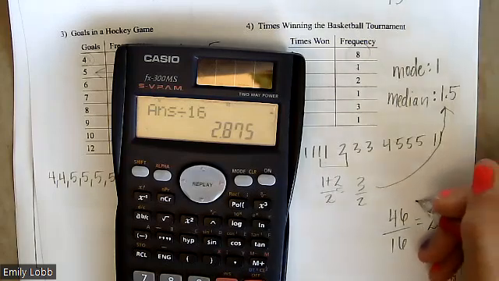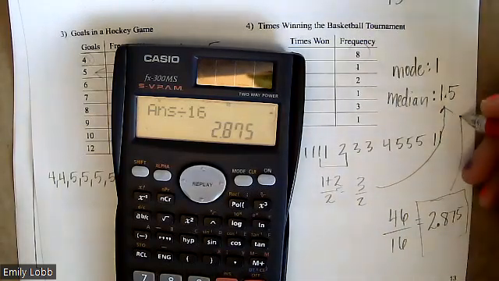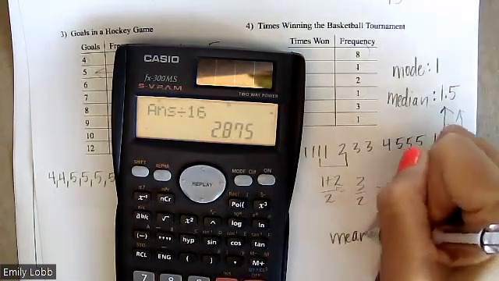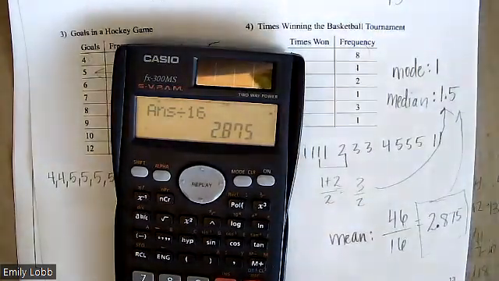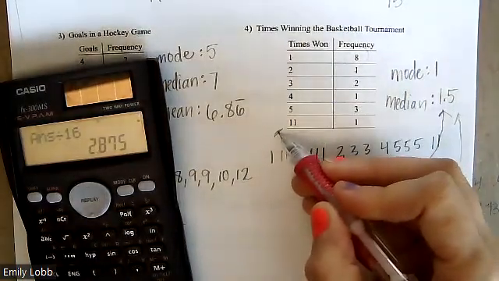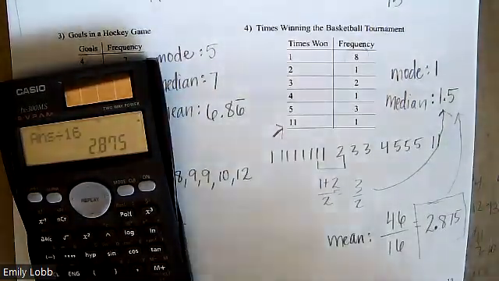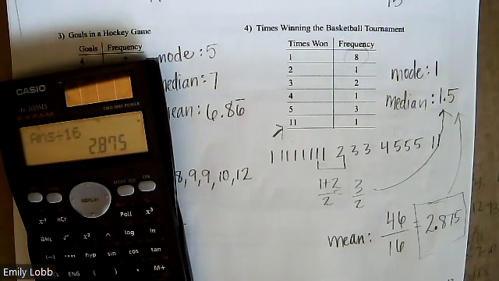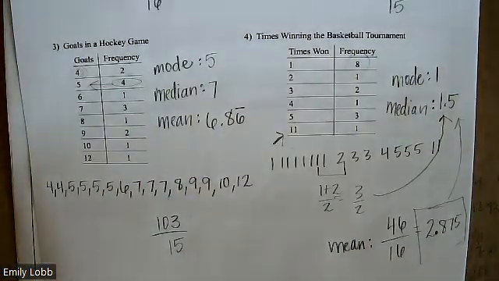2.875. What made my mean so much greater than my mode and median? Any ideas? This right here, right? That 11 made my average go way up, even though it only occurred once. All right, questions about frequency of things.